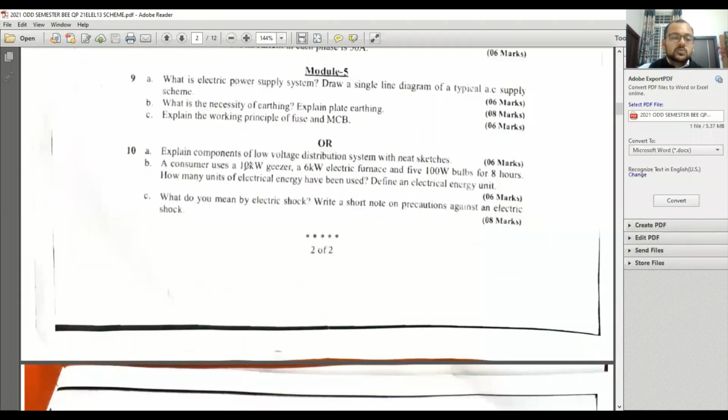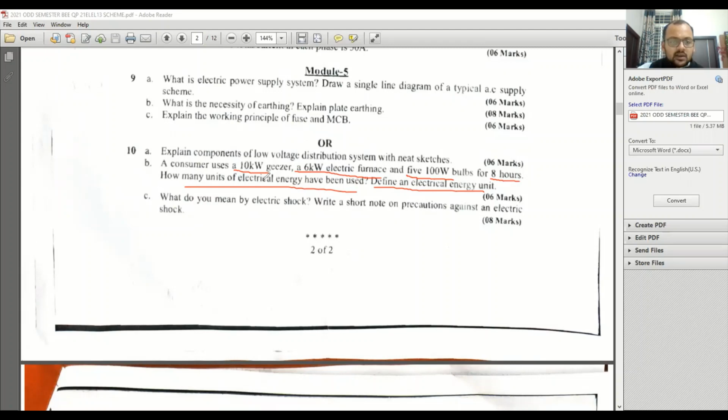A customer uses a 10 kilowatt geyser, a 6 kilowatt electric furnace and 5 bulbs of 100 watts each for 8 hours. How many units of electrical energy have been used? Also, you have to define what is an electrical energy unit. Here it is very simple.